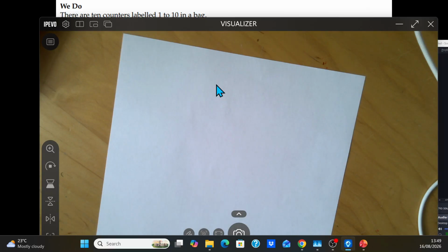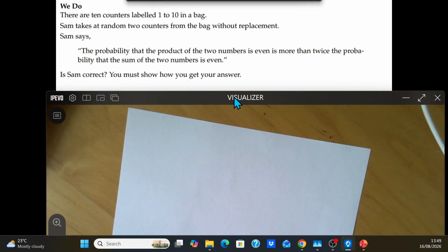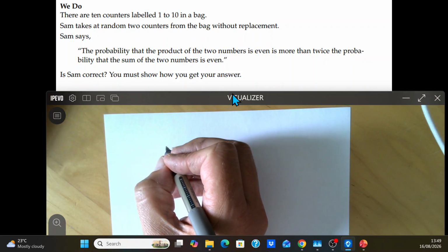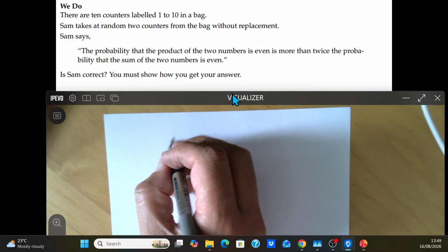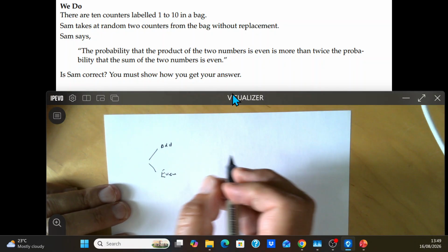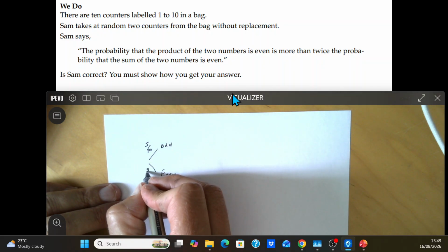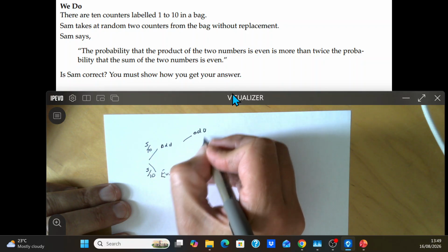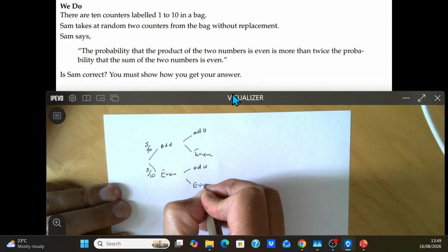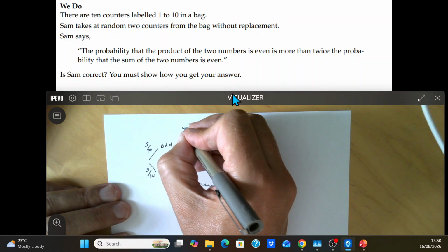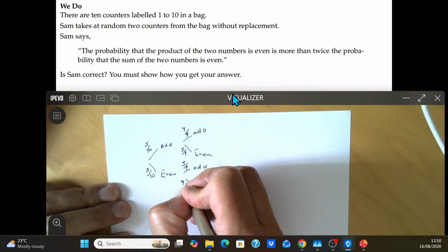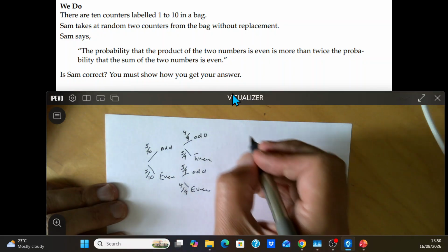What was the first thing I did? First thing I did was draw a tree. How many balls do we have in this one? We have 10. 5 are even, 5 are odd, so we've got odd and we've got even. Hopefully you have written 4 over 9, 5 over 9, 5 over 9, 4 over 9. What do we need to do up the branches?